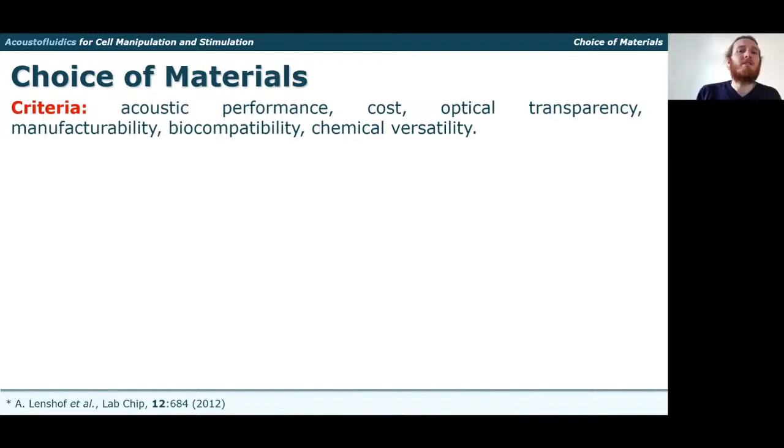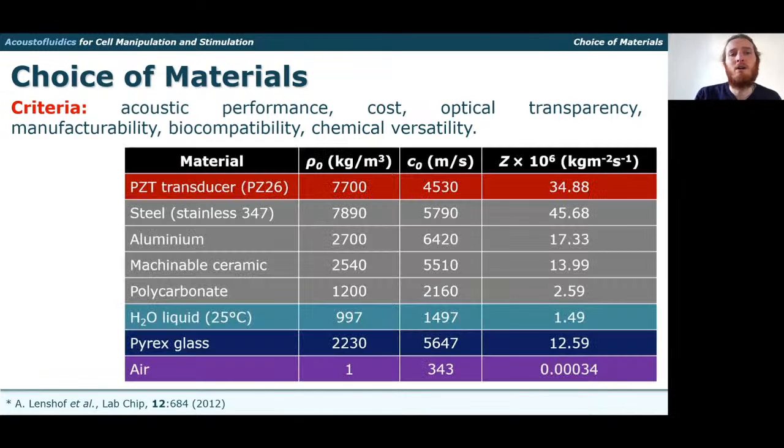So how are the materials that constitute a layer resonator chosen? Different criteria are typically applied, including their acoustic performance, their cost, the optical transparency, particularly if one wants to couple the device with an optical microscope, the manufacturability, so the ability of manufacturing complex channel architectures, the biocompatibility, if applications are involving biological cells, as well as the compatibility with chemicals and different classes of solvents.